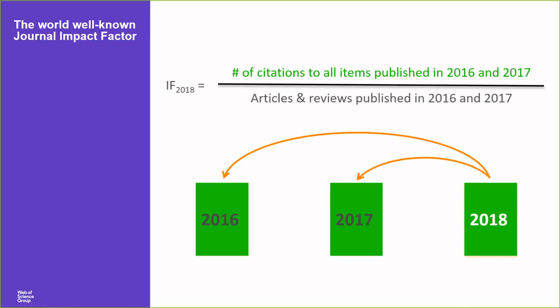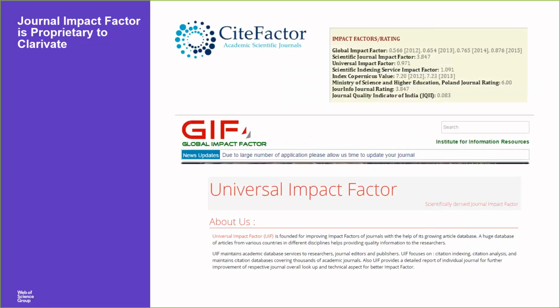The impact factor for each year is calculated based on the content from the 2 prior years, meaning the articles and reviews published in, for example, 2016 and 2017, and the citations for the full year in 2018 for these items. Okay, so this is the formula. Also, there are many different types of impact factors out there, things like CiteFactor, Global Impact Factor, Universal Impact Factor, but there is only one proprietary Journal Impact Factor, and that is from Clarivate. Okay, and this comes from JCR, Journal Citation Reports.